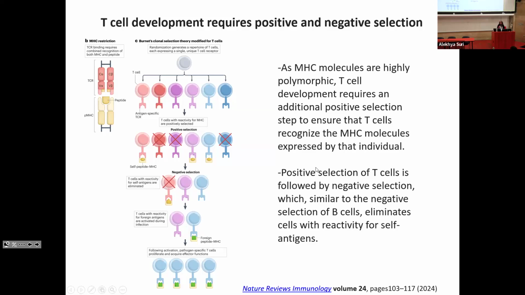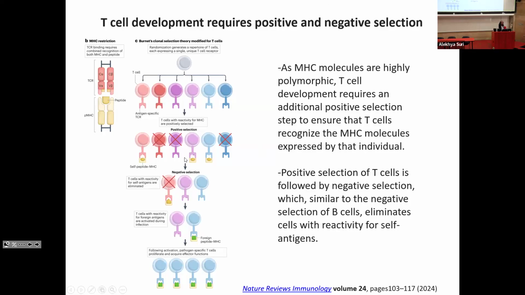What's that? Yeah, and what kind of disease would that be? Autoimmunity, right? So in autoimmunity, the host is recognizing self-antigens with self-MHC molecules. So you want to get rid of those cells. Of course, it fails in some individuals for various reasons, and you have autoimmune diseases.